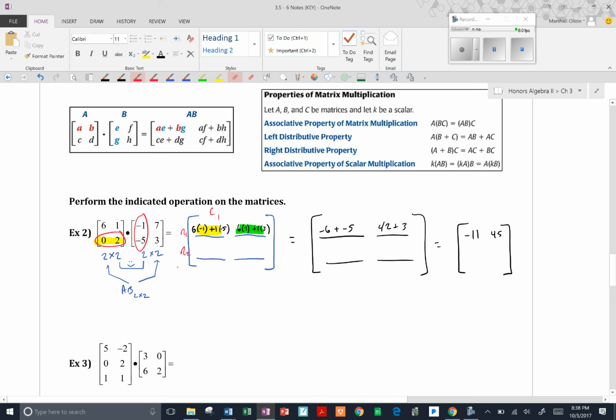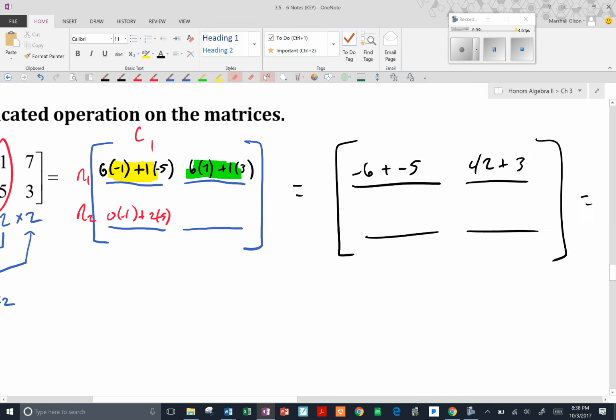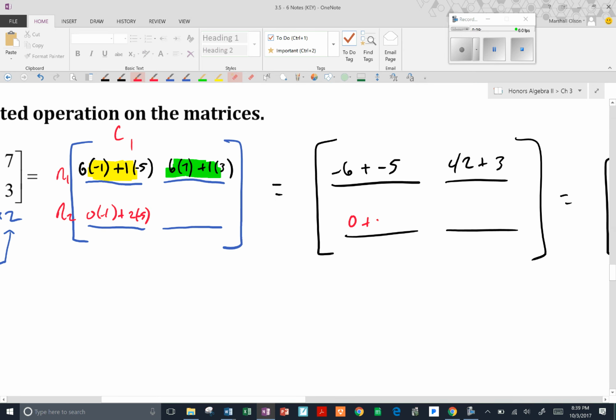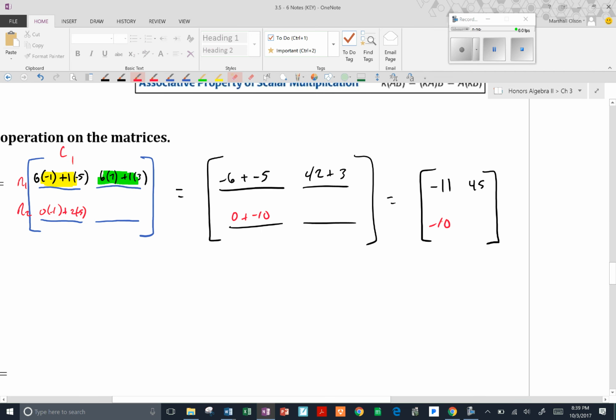Okay, so let's go and do it here. 0 times negative 1, 2 times negative 5. So we're going to have 0 plus negative 10, which is negative 10.